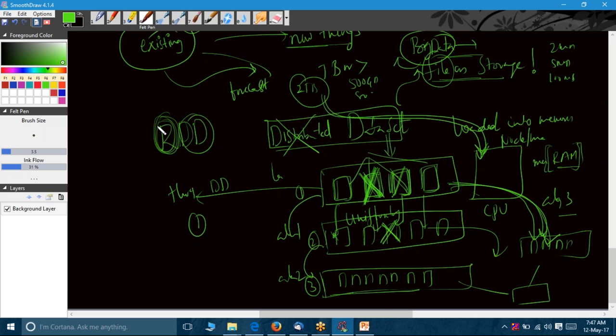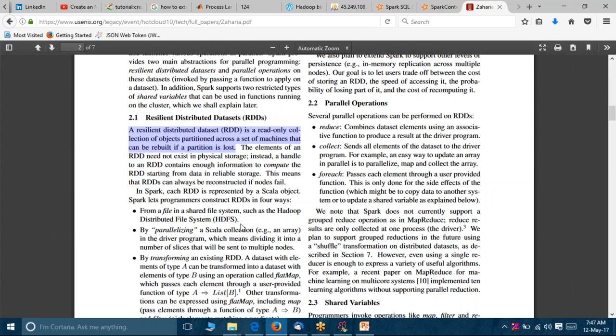Now go back to this document and see that here. You will definitely understand. It is a read-only collection of objects partitioned across a set of machines that can be rebuilt if a partition is lost. That is why we are calling this a resilient distributed data set, because every partition will have sufficient information about how that partition has been formed, from where that partition has been formed. Something goes wrong with that, only that portion is going to be regenerated.